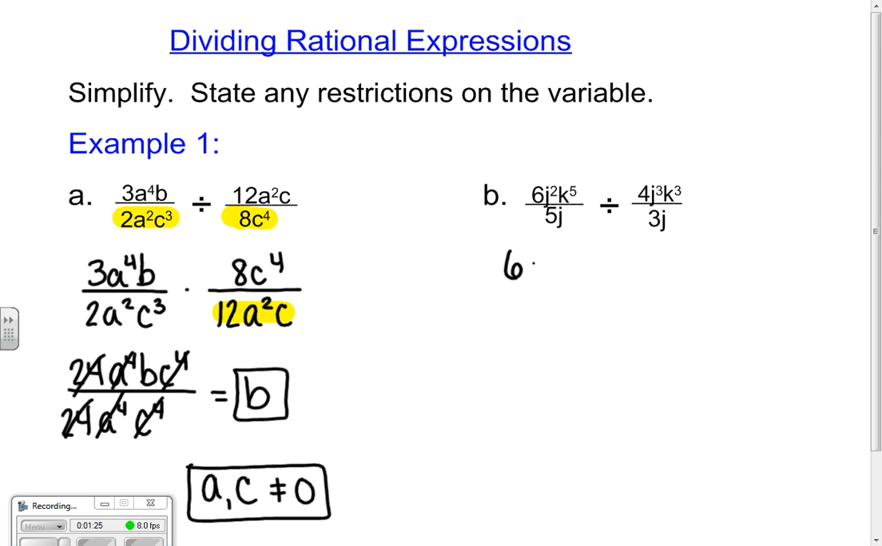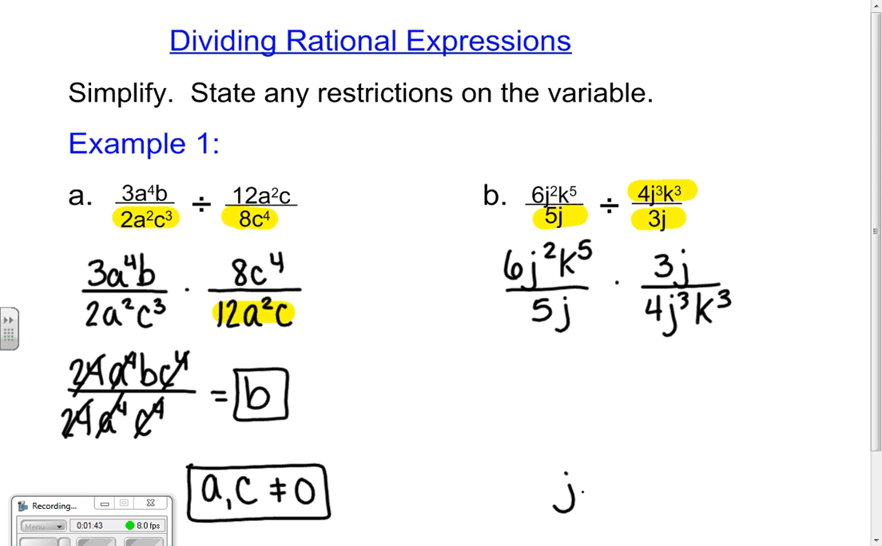Letter B, I'm going to start by rewriting this as a multiplication problem. Keep the first fraction alone, change it to a multiplication, and flip the second fraction. Keep in mind that the restrictions come from both denominators and the numerator of the second fraction. So my restrictions are j and k can't be 0.